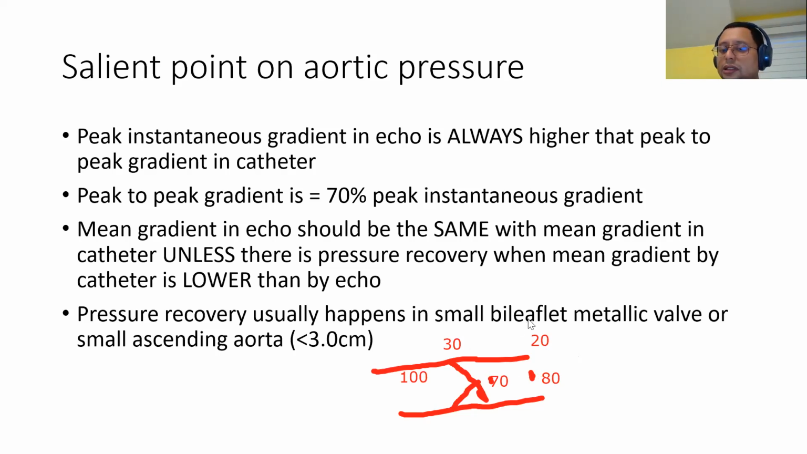The reason is the small valve or small ascending aorta. So the potential energy is recovered from 70 millimeter mercury just distal to the aortic valve. Now it has recovered. It has gained an extra 10 millimeter mercury when it travels to the distal ascending aorta, so that the mean gradient has become lower. So this is the mean gradient with echo. This is the mean gradient with catheter. And this is the pressure recovery, 70 to 80. So this recovered 10 millimeter mercury of pressure from here to here. Okay, so I hope you understand that now.